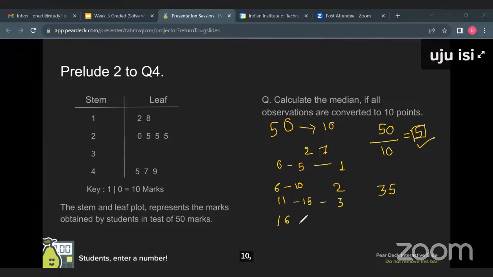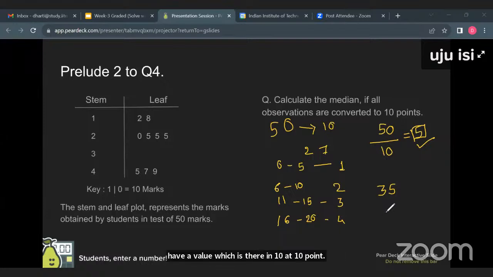Ma'am, how do we know which intervals to take? I mean, if the values are 12, 25, 35, and so on, is it compulsory that we should have a value which is there at 10 points?